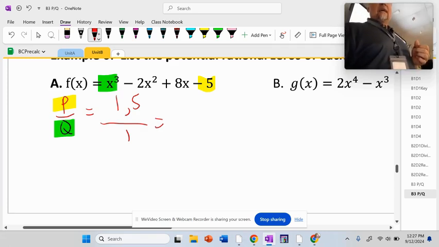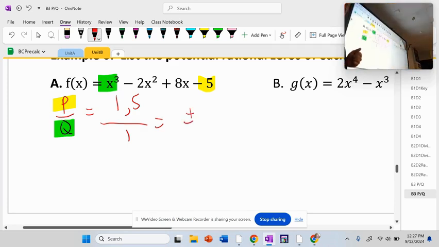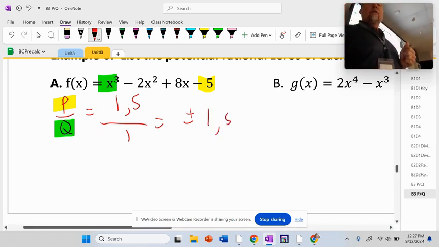So here's what this says. By the way, it's plus minus these possibilities. And it's plus minus 1 over 1 and 5 over 1. Okay, so I'll put plus minuses on both of them.